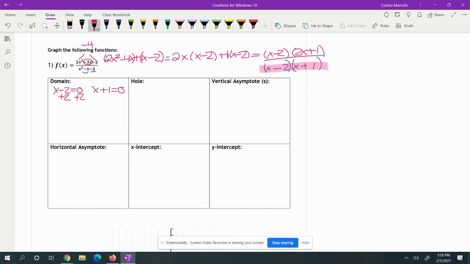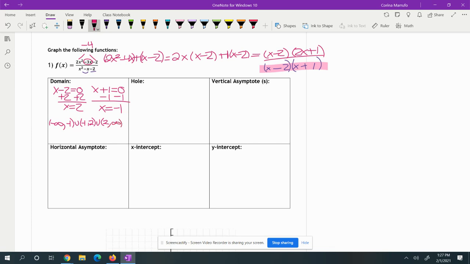So plus 2, x equals 2. Minus 1, x equals negative 1. Okay, so remember when I do my domain, it's going to go from negative infinity all the way up to negative 1. We're going to hit negative 1 first. And then it'll be a union, and then from negative 1 to 2, and then another union. And then it's going to continue from 2 all the way up to infinity.